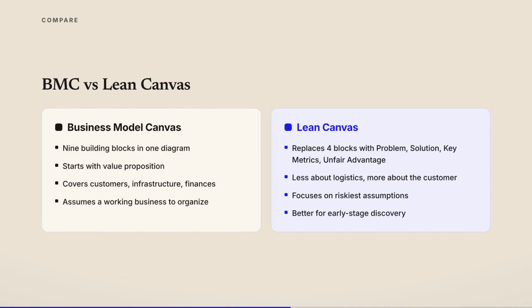The difference is philosophical. The BMC assumes you have a working business and asks how to organize it. The Lean Canvas assumes you have an idea and asks whether the problem is real. For early-stage customer discovery, the Lean Canvas is often more useful because it keeps the focus on the riskiest assumptions. Is the problem painful enough, and do you have a unique advantage in solving it?